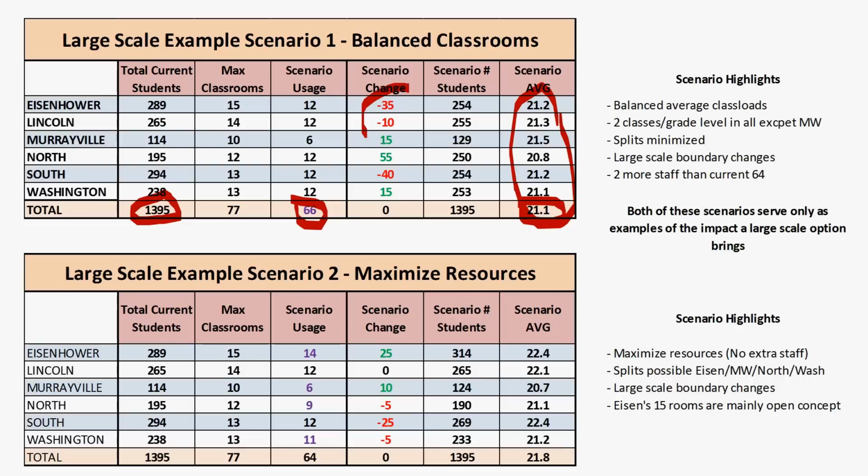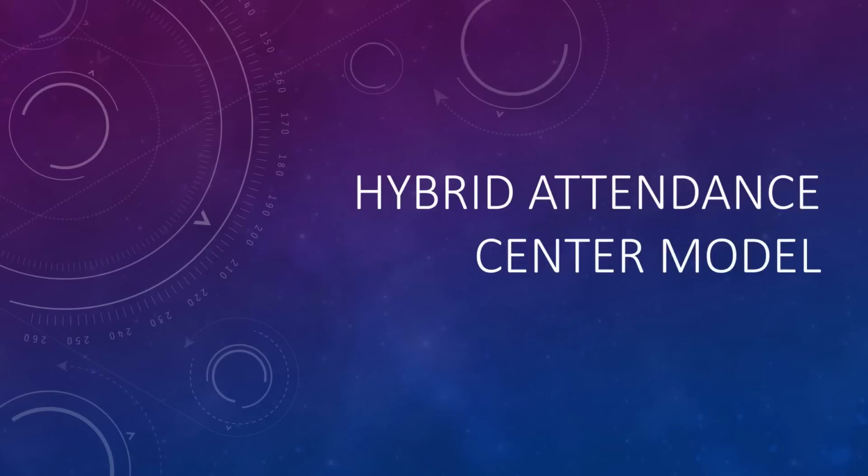Eisenhower would have to lose 35 students. Lincoln would lose 10 students. Murrayville would gain 15, North would gain 55, South would lose 40, and Washington would gain 15. This supports that there will very likely be major changes in the current boundaries going through a large-scale process.